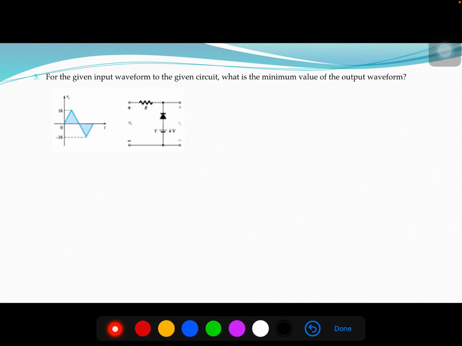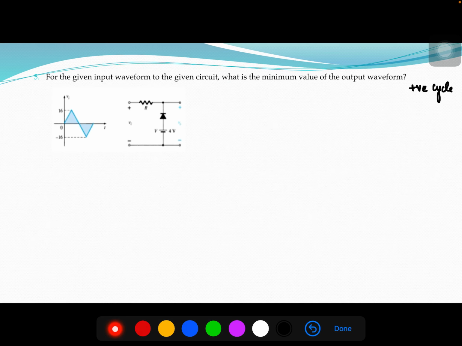Next question. For the given input waveform to the given circuit, what is the minimum value of the output waveform? So again, let us calculate the output, and this time you have to calculate the minimum value. First of all, we will calculate for positive cycle.